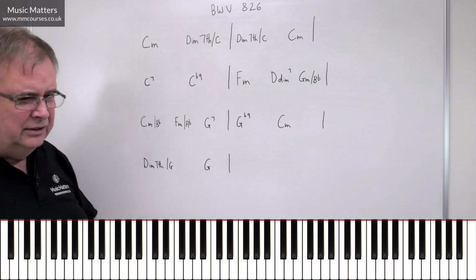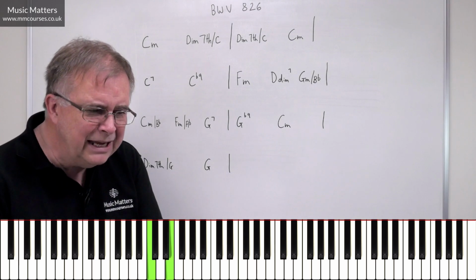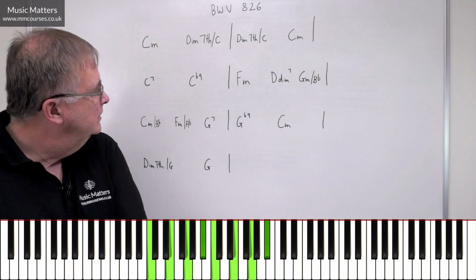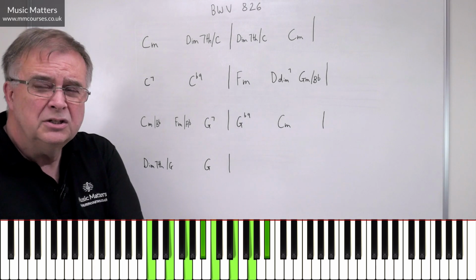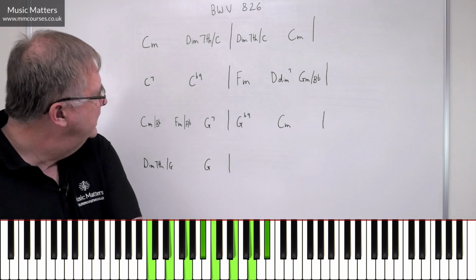Actually, what does Bach do? He uses a C7, so a C major, but with a 7th, a flat 7 on it. So really we've got what you might determine to be a dominant 7th in the key of F.